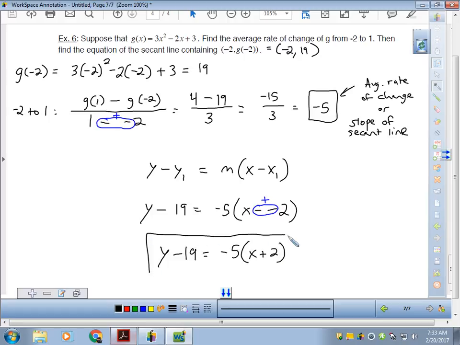And if we wanted to, we could solve that for y, but they didn't ask us to here, so I'm not going to do that. But we could if we needed to.